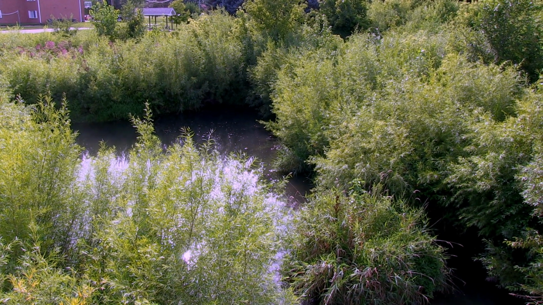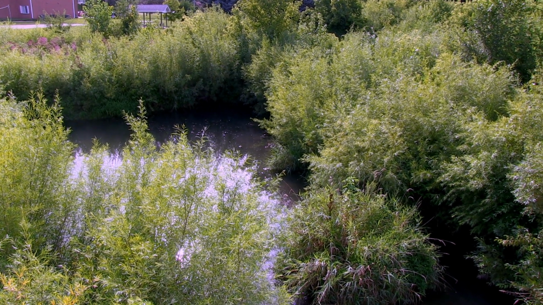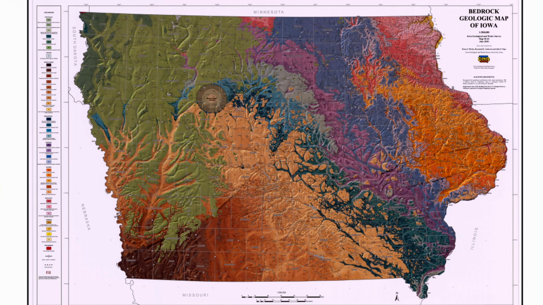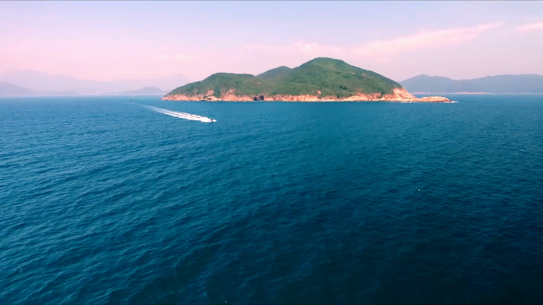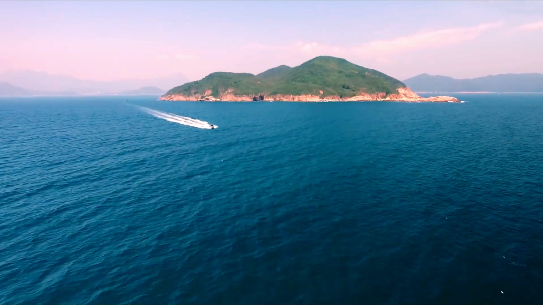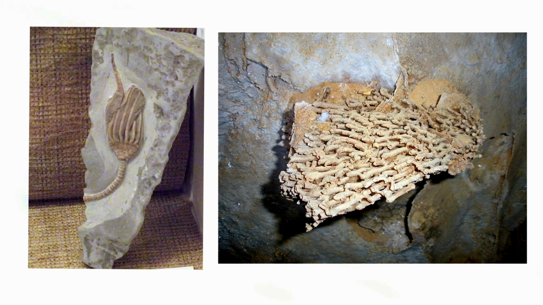The bedrock of the Dry Run Creek was formed during the Silurian and Devonian periods, about 400 million years ago. During this time, Iowa was underwater in a warm, shallow sea. This is why we find ocean life preserved as fossils in a lot of Iowa's bedrock. These fossils serve as clues to what Iowa was like in the past.